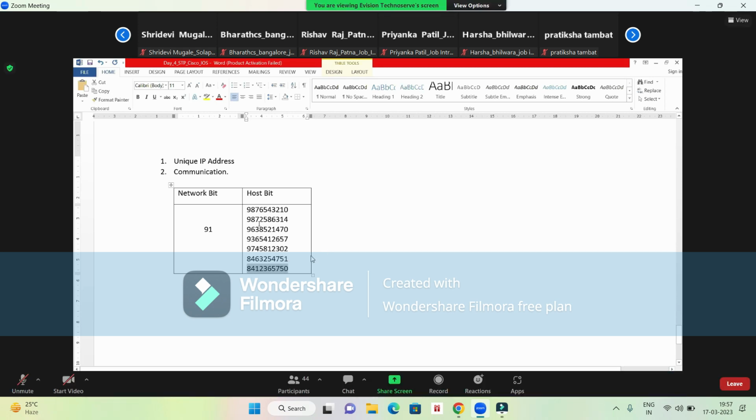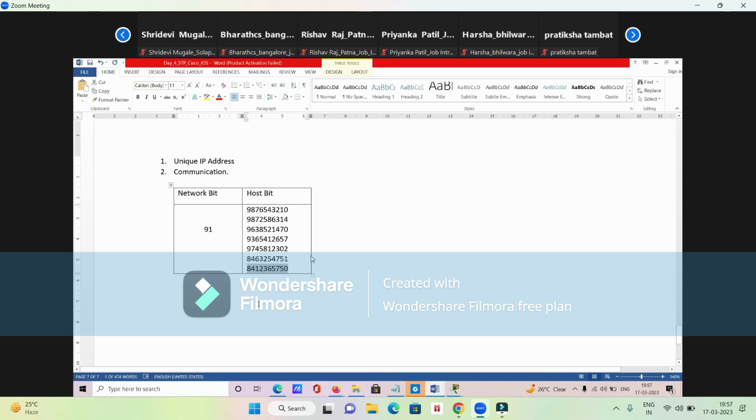both the numbers will be able to connect to each other if and only if they belong to the same network. I repeat, and understand what I'm saying. Both the mobile numbers, okay, the sender and the receiver, will be able to connect to each other if and only if they belong to the same network.